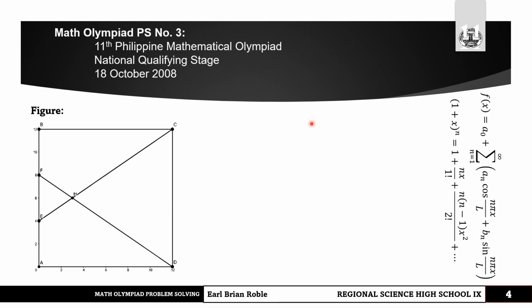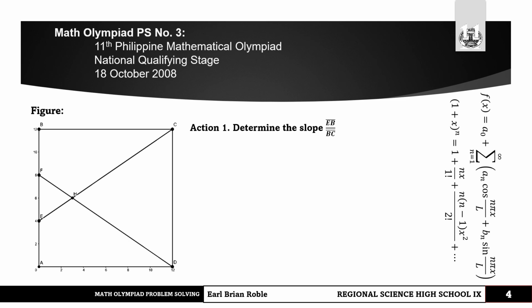So let's proceed to our algebraic solution for this. So the first action that we're going to take is determine the slope of segment BC. Determine the slope of segment EB, this one, and divide it by the measurement of segment BC.